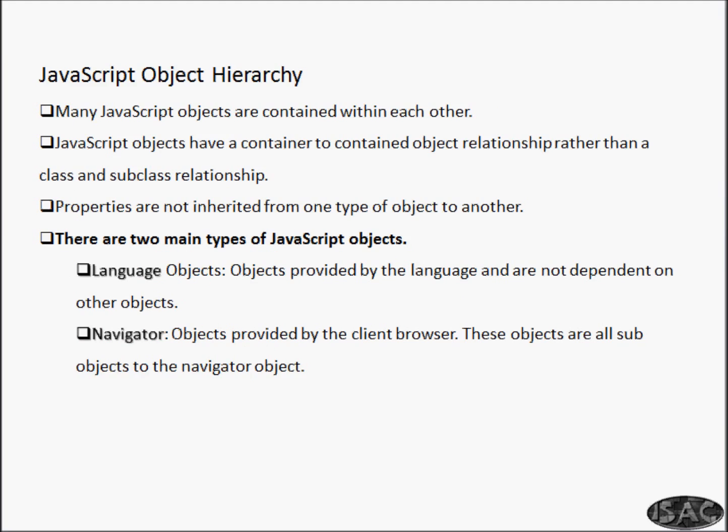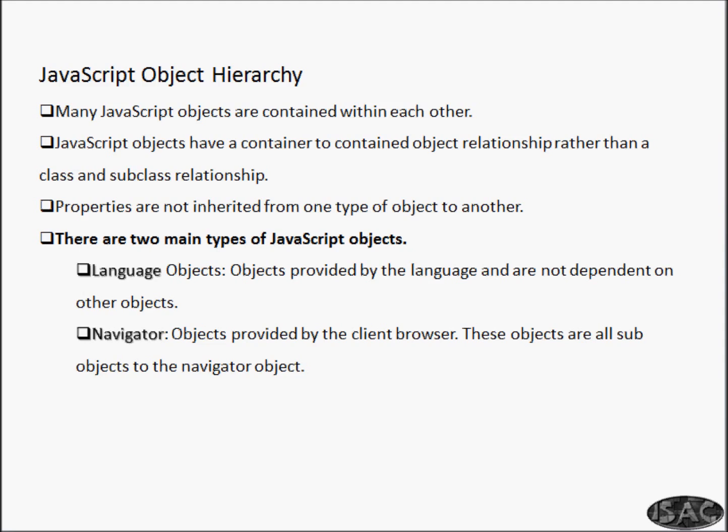Now next is the JavaScript object hierarchy. Many JavaScript objects are contained within each other, right? JavaScript objects have a container relationship, where one object contains another, rather than a class and subclass relationship. So it is an object relationship, okay? One object containing another one. Properties are not inherited from one type of object to another. That is a problem here.